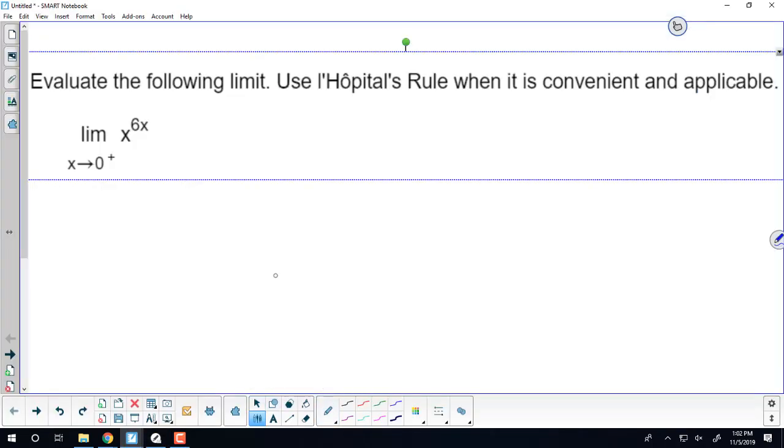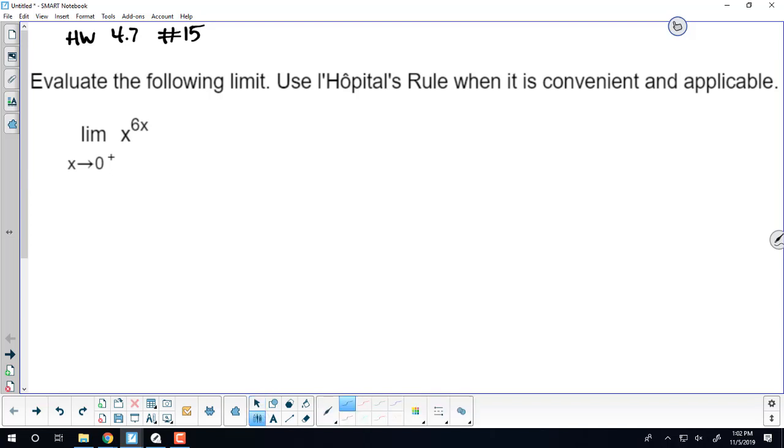Okay, this is 4/7's homework number 15. I think we've just barely introduced these types of functions. We did look at one limit that was x to the x, but this ought to be a good one. We'll look at a couple more and then be done with 4/7. So evaluate the following limit. Use L'Hopital's rule when it's convenient and applicable.